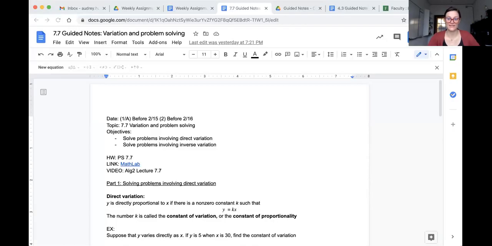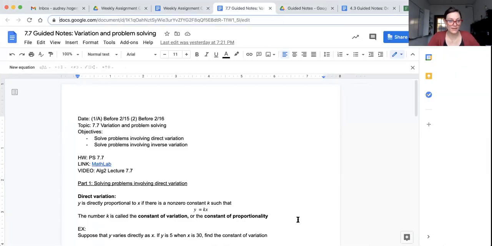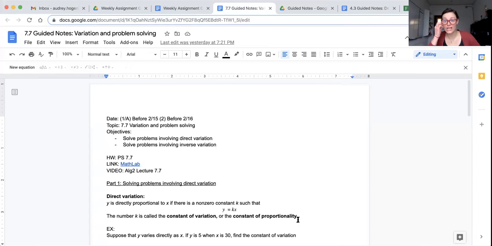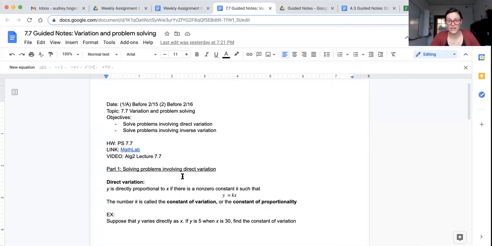Okay, today we are finally, at long last, wrapping up chapter 7 with 7.7, which talks about variation and problem solving. So we are talking about solving problems involving direct and inverse variation. So these are another type of application problem in chapter 7. Woohoo, there's so many. I know you're all stoked about it. But yeah, let's get into these problems.